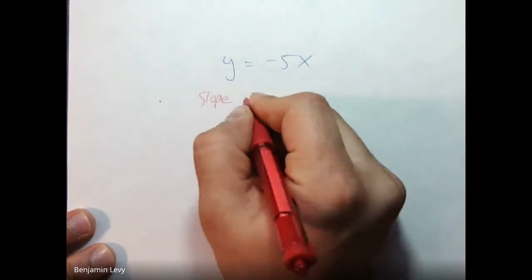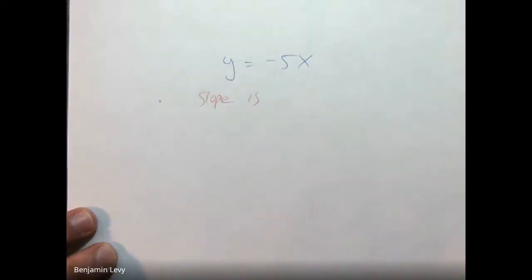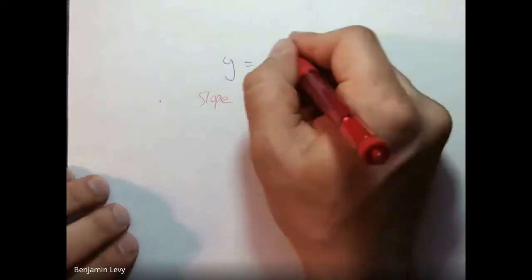Yeah, so we find y equals negative 5x. What's the slope of this line? What's the slope of the line y equals negative 5x? Okay, the slope is negative 5.